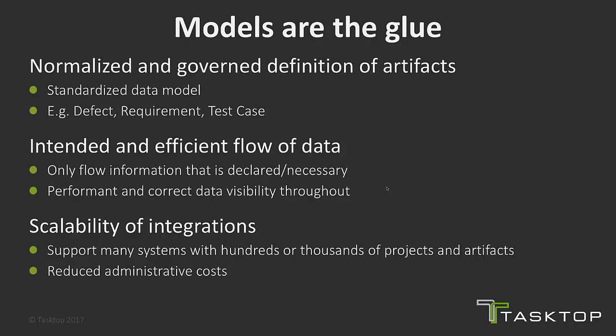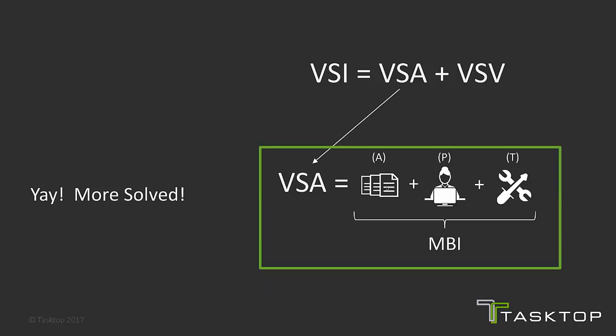And then last, it provides the ability to scale your integrations, because if you only have two systems talking to each other, you might be able to get away with not focusing as much on models. But as soon as you've got 3, 4, 5, 10 systems talking to each other, you've got to allow for reusability in order to provide scalability, and models really ensure that that happens. So yay, we've solved more of the equation. We're getting there. We're well on our way.